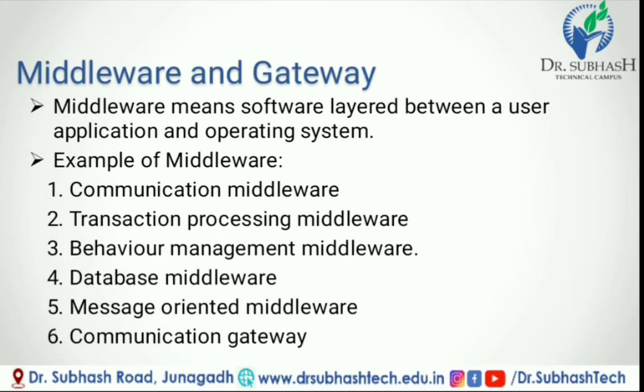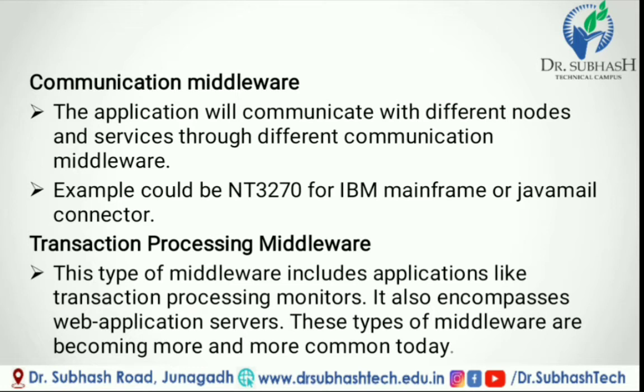Next topic is middleware and gateway. Middleware means a software layer between a user application and the OS. There are many different types of middleware and gateway. First is communication middleware, second transaction processing middleware, third behavior management middleware, then database middleware, message-oriented middleware, and the last one is communication gateway. In mobile computing, we need different types of middleware, components and gateways at different layers of the architecture. So first is communication middleware.